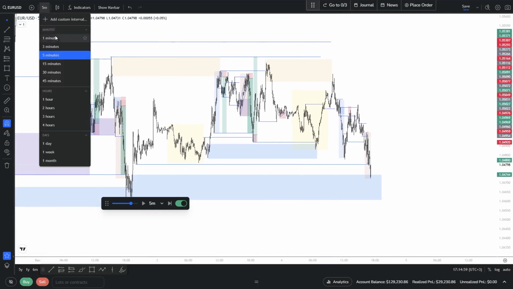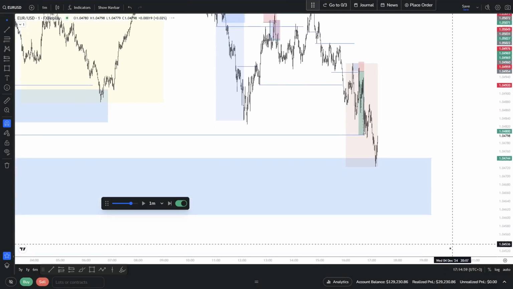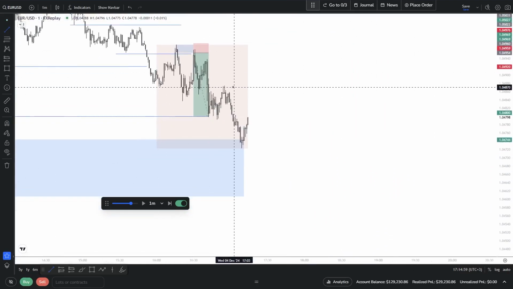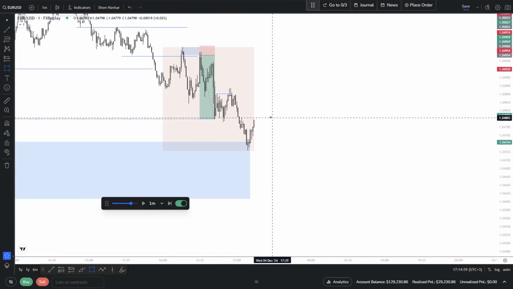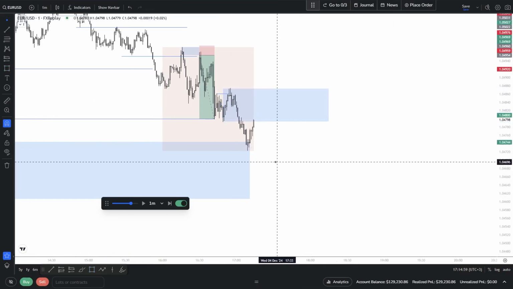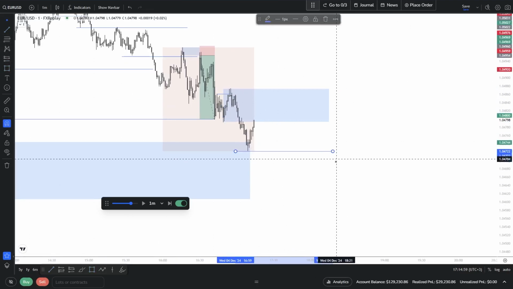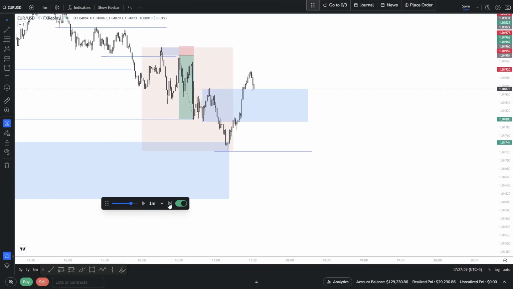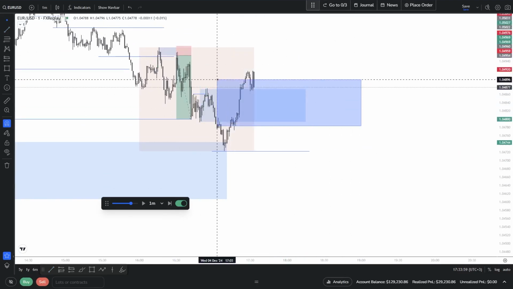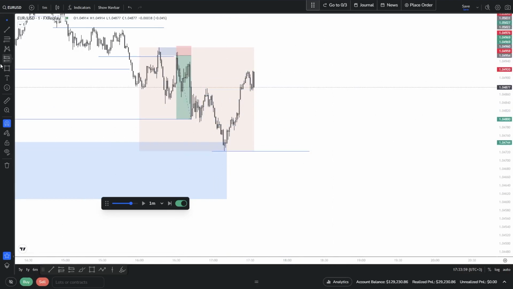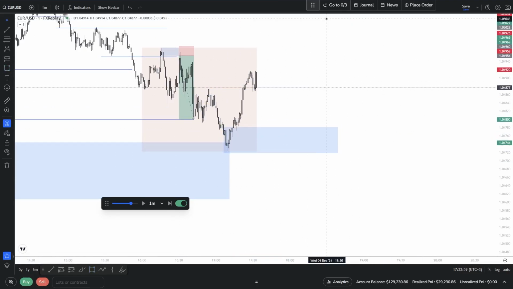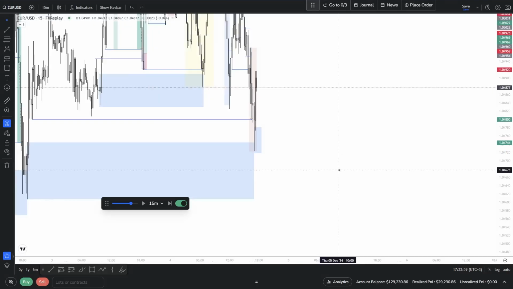There we go. Okay, New York session, we had an internal manipulation happening. Might react to this zone, take out this low. Let's just wait. Good, broke that, so now I need to wait for the reaction from this zone, right, to look for some good buys. Nothing much now.